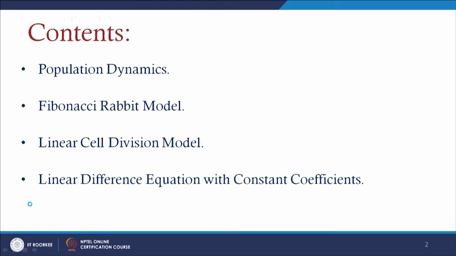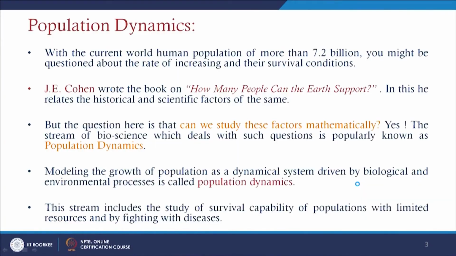In the last lecture, we discussed different classes of mathematical models and how we can classify or define them. In this lecture, we will discuss discrete time linear models in population dynamics. First, we will discuss what population dynamics is, then a Fibonacci rabbit model, then a linear cell division model, and how we can use these difference equations with constant coefficients in a linear form.